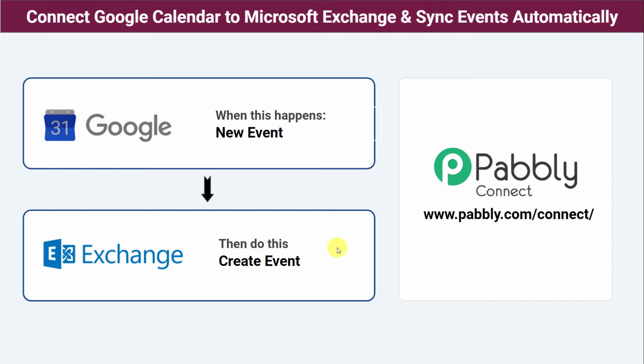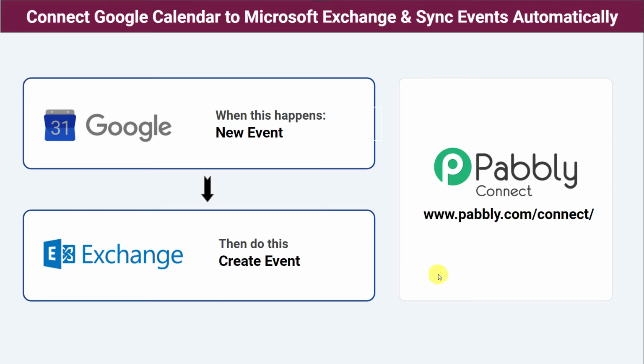But here there is one problem, that there is no direct connection between Google Calendar and Microsoft Exchange. So as a solution, we are going to use Pabbly Connect. So basically, Pabbly Connect is an automation and integration software which will help us in synchronizing and creating an integration between Google Calendar and Microsoft Exchange.